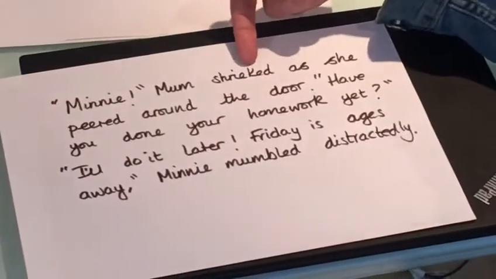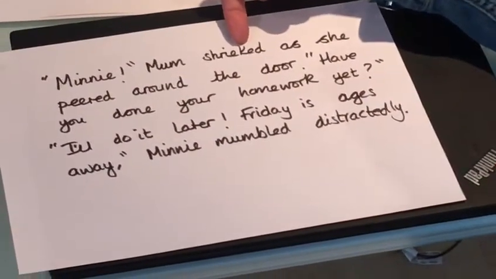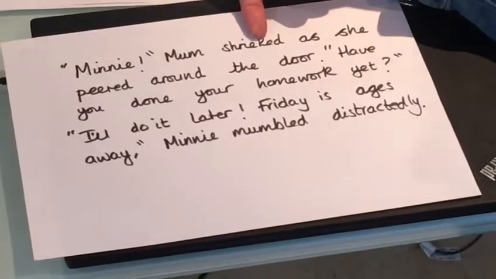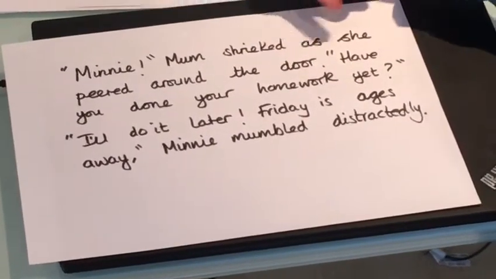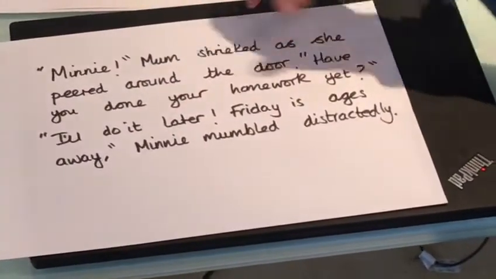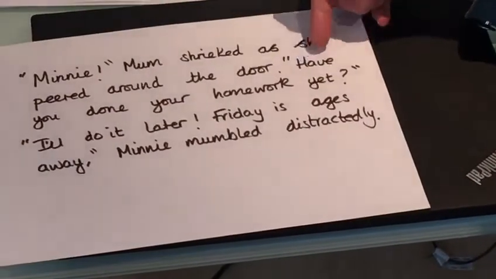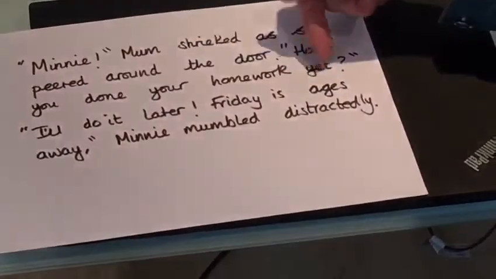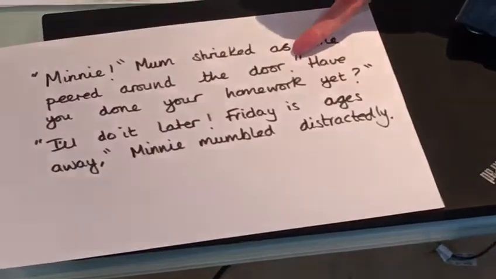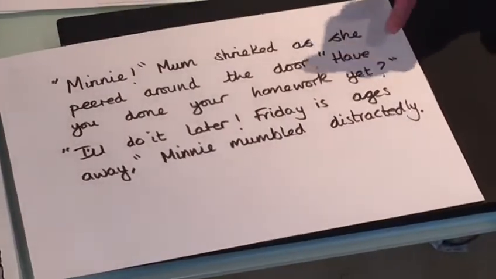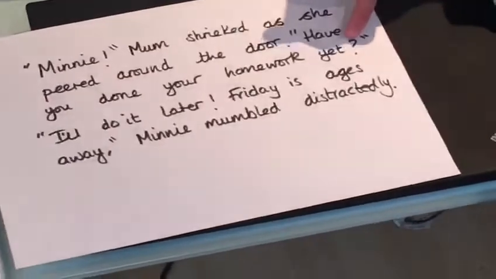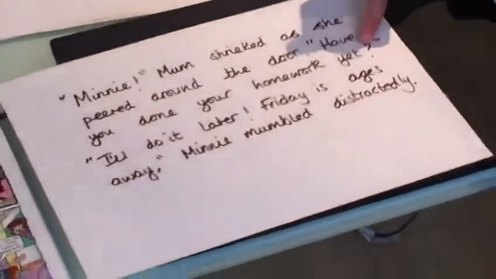Mum shrieked. So I've used a good speech verb there. I've not used said, I've used shrieked to emphasise how angry Mum is. As she peered around the door. And then Mum carries on speaking. She says, "Have you done your homework yet?" So I've used inverted commas again to show the words that Mum is saying. I've also put my question mark inside the inverted commas.